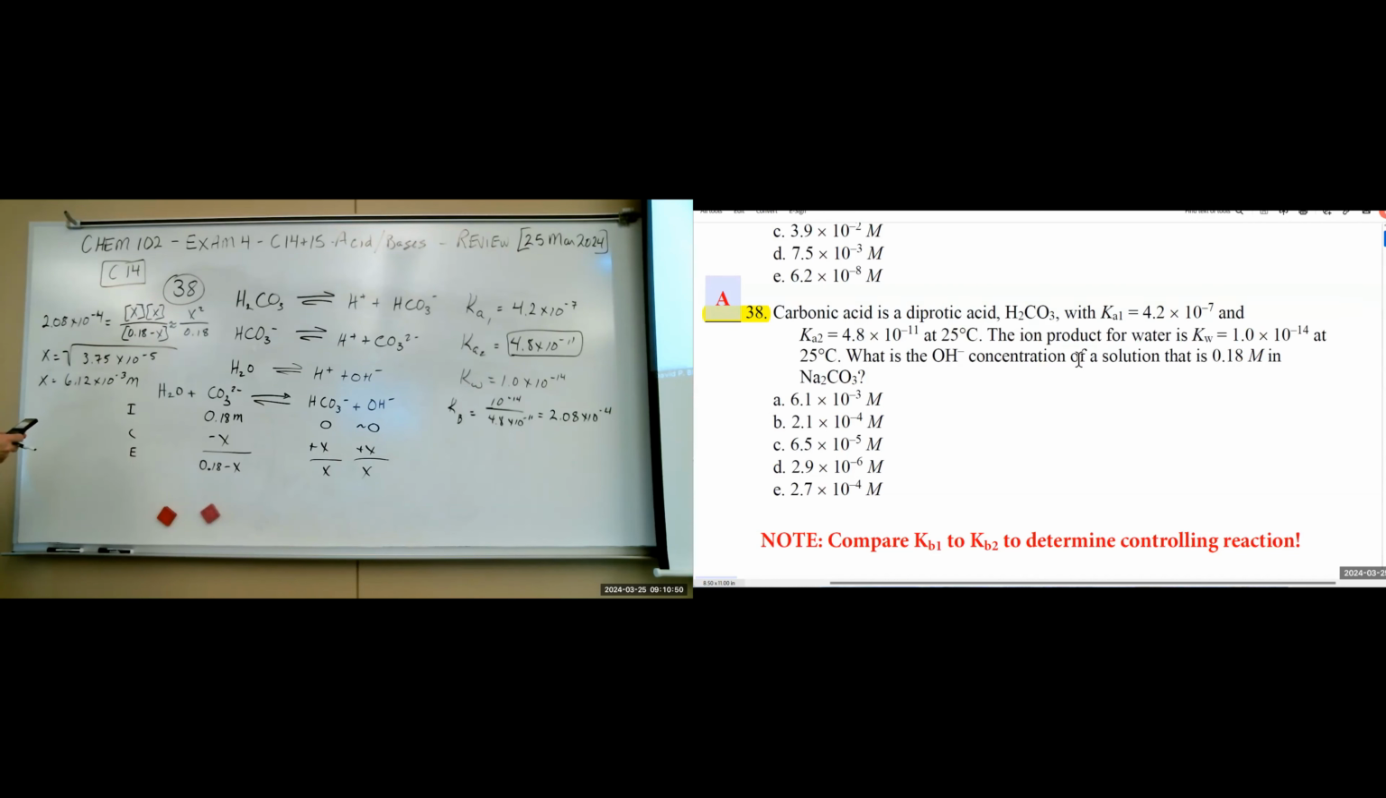And 6.12 exponent minus, divide that into 2.1. Now we're saying the Ka calculated is equal to 2.16 times 10 to the minus 4. Right? Is that within 5% of that value?